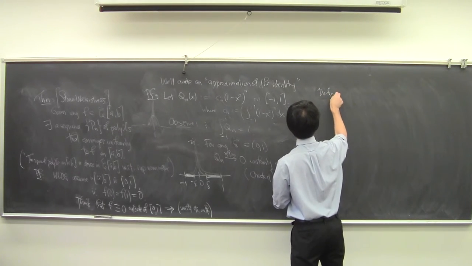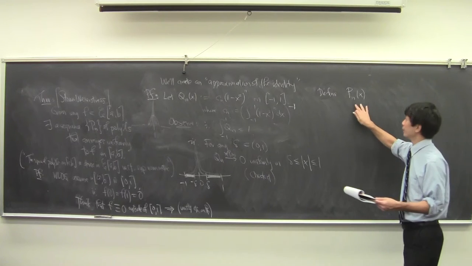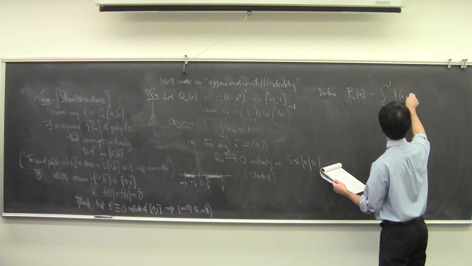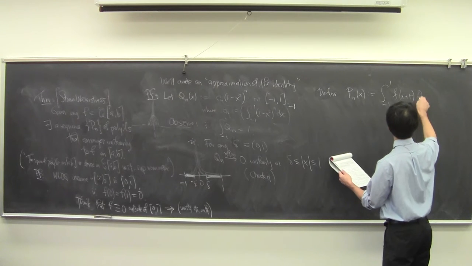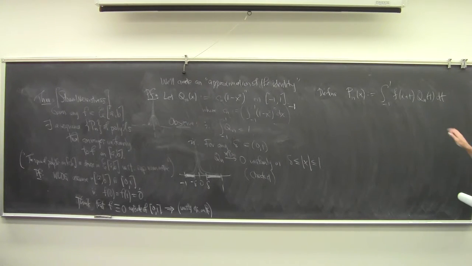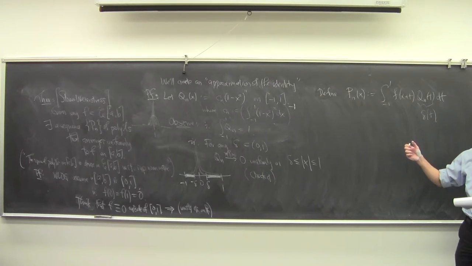So define P sub n of x. So these are going to be the polynomials. We create the polynomials by taking this integral. Now think like this: if this thing were replaced with the Dirac delta function, the Dirac delta function says, I'm nothing except when t is equal to 0, and at that point I give you a mass of 1. Okay, I give you a mass of 1.